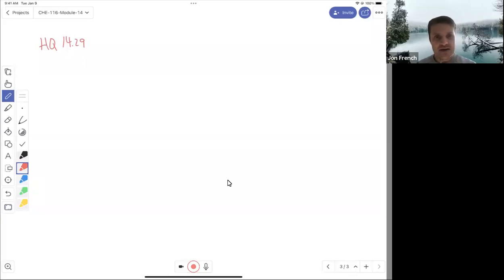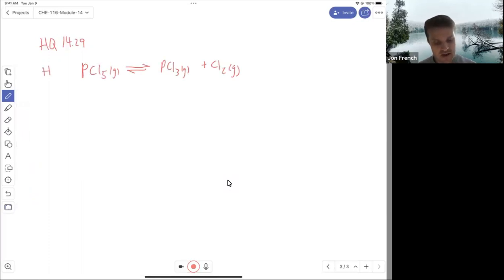Right, so question 29 here, they give us the following reaction. We've got phosphorus pentachloride as a gas, and it is at equilibrium with phosphorus trichloride, which is also a gas, and chlorine gas. And it tells us this is endothermic. So if this is endothermic, then heat can be thought of as a reactant. So I want to have heat as a reactant, and I want to write it as a reactant.